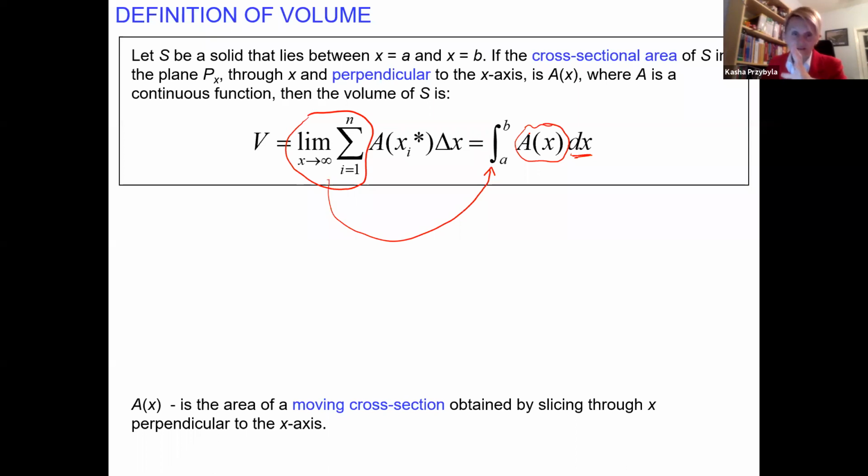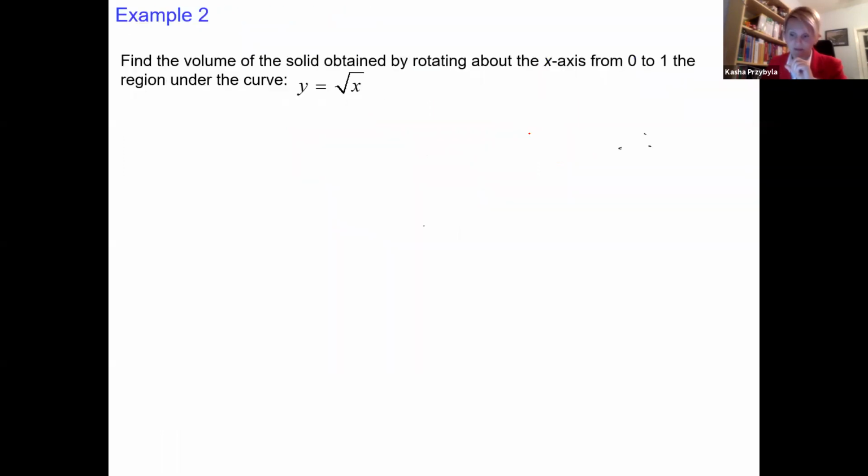We will rotate something. For example, this one, the first, example 1. Find the volume of the solid obtained by rotating about the x-axis from 0 to 1 the region under the curve square root of x.